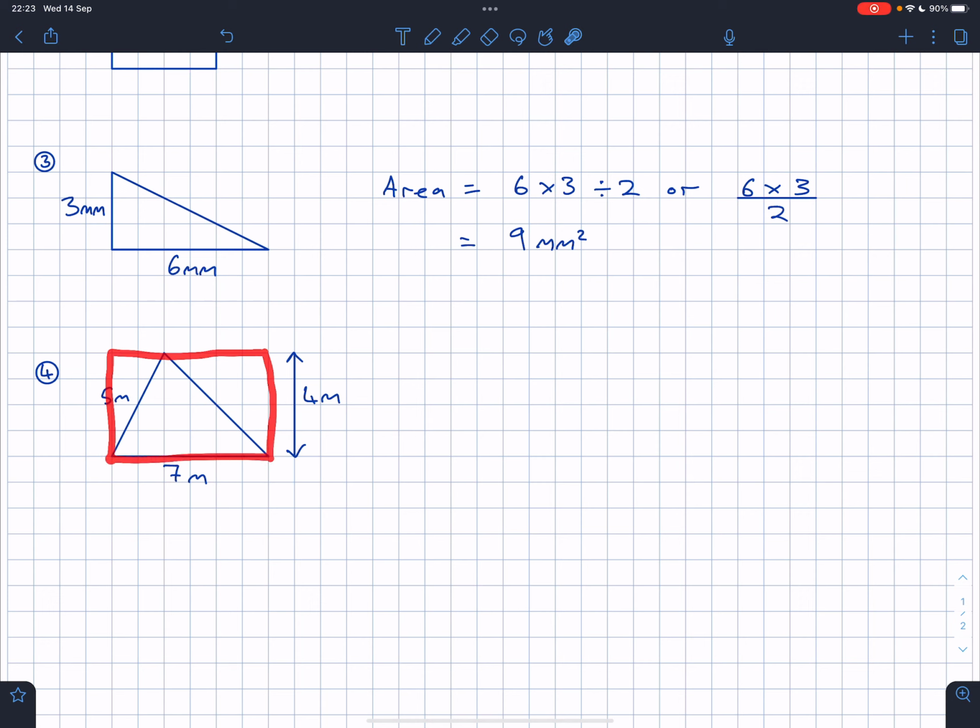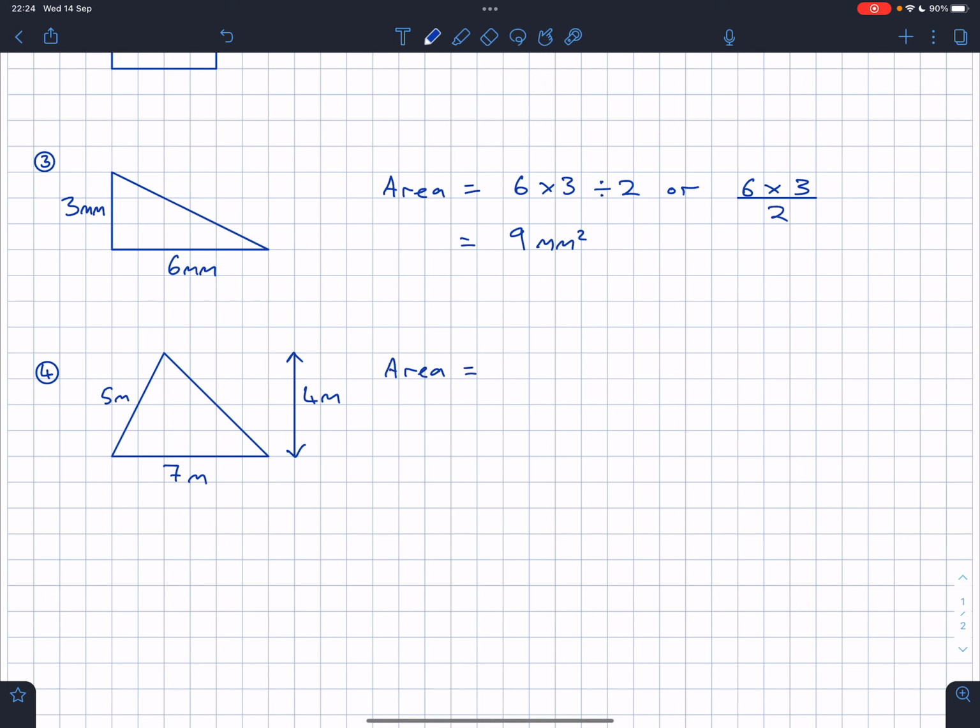Okay, so it's not quite the same as the last one, but if I cut this bit off this side and I stuck it over here, then I end up with this triangle here, which is exactly the same size as this one that I'm trying to work out. So the area will be twice the size again.